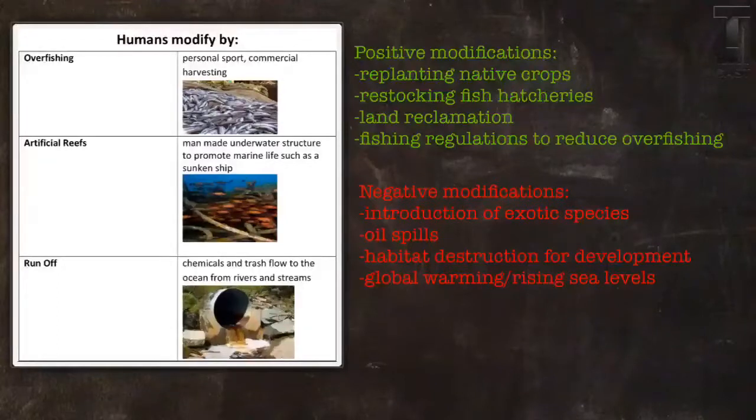As far as positives, we create artificial reefs to replace the ones that are being destroyed, basically just man-made underwater structures that promote flourishing marine life, replanting of native crops, restocking fish hatcheries, land reclamation, and fishing regulations are all ways that we positively have modified ocean systems.